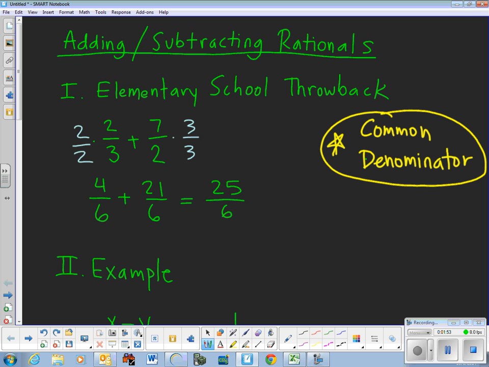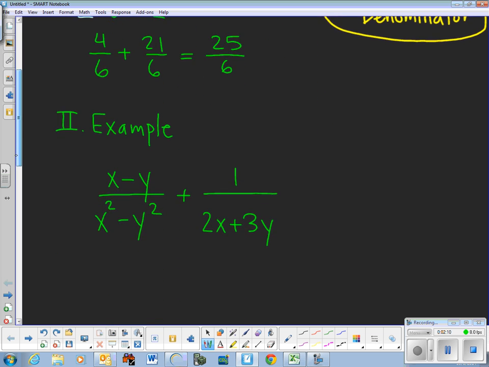Making that denominator 12 is probably the most common mistake. And I don't think that you would do that at this point in your life, but you might do it when it turns into a rational function, so just be careful. So 2/3 plus 7/2 is the same as 25/6. Okay, so now let's move to the present.